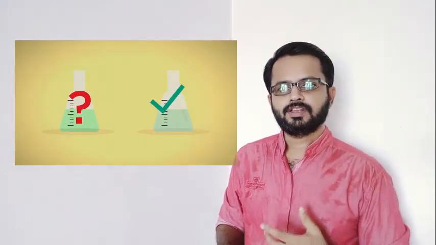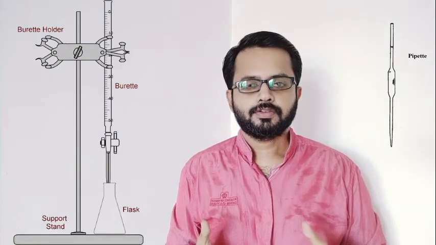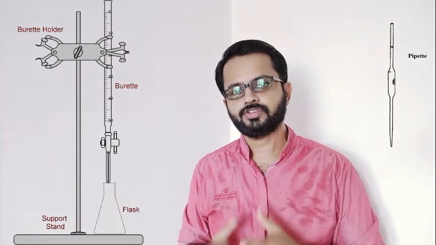So let's see the neutralization reaction. For this we need this arrangement. We need a conical flask. A conical flask is required, and a burette and pipette; these things are required to conduct a neutralization reaction. It is also known as a titration reaction. Titration.